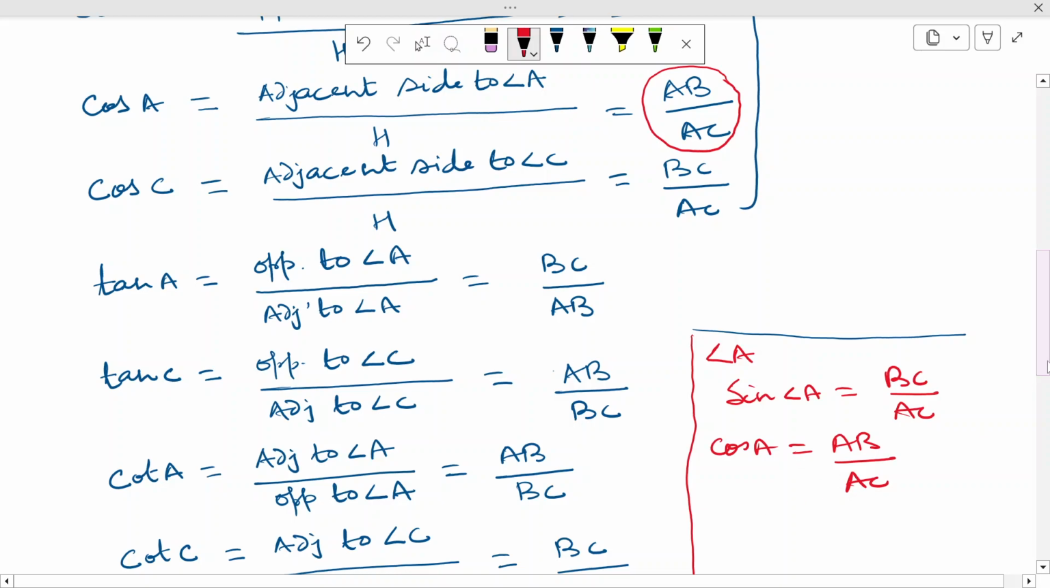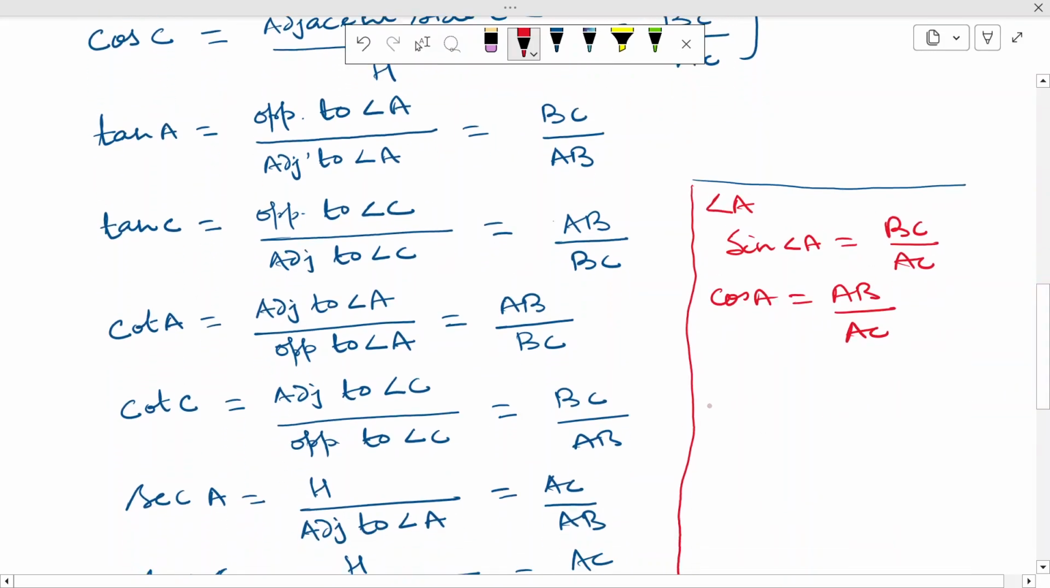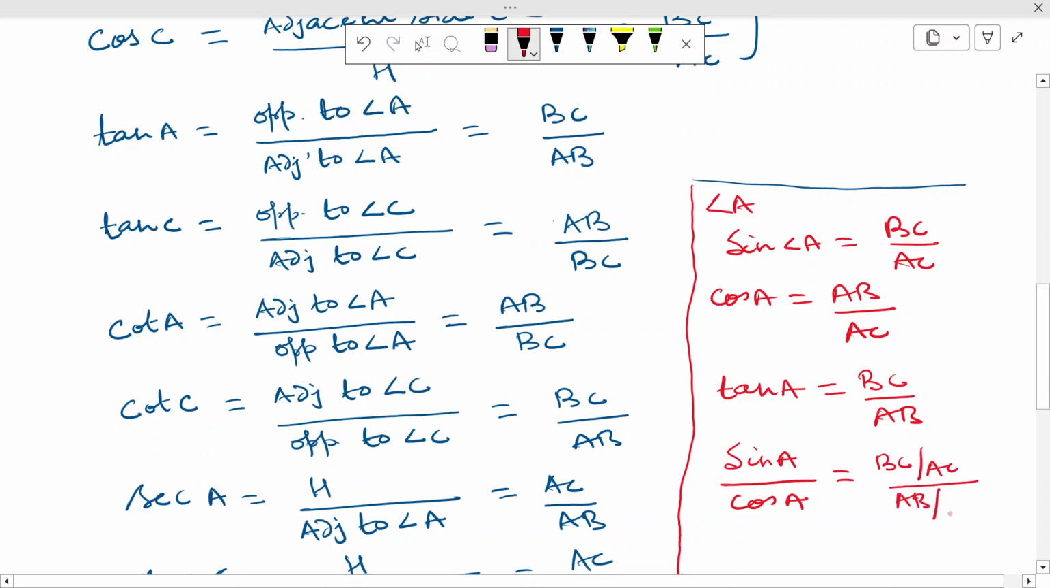Now, you can easily obtain this relation if you look at the tan of angle A. So, tan of angle A is BC over AB, and if you divide sine of angle A by cos of angle A, that will be BC over AC divided by AB over AC. So, you will easily obtain this as BC over AB.